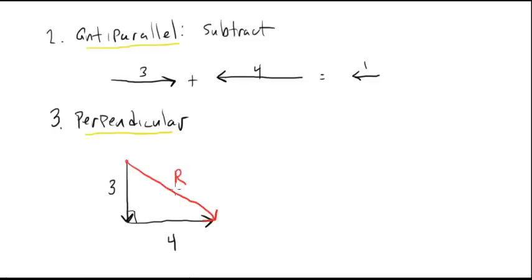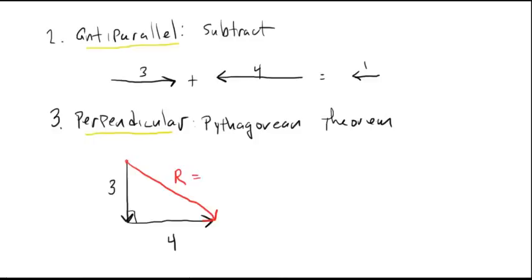And maybe you can see that the resultant is the hypotenuse of this right triangle. So maybe you can see that we're going to have to use the Pythagorean theorem. So when it's perpendicular, we use the Pythagorean theorem.